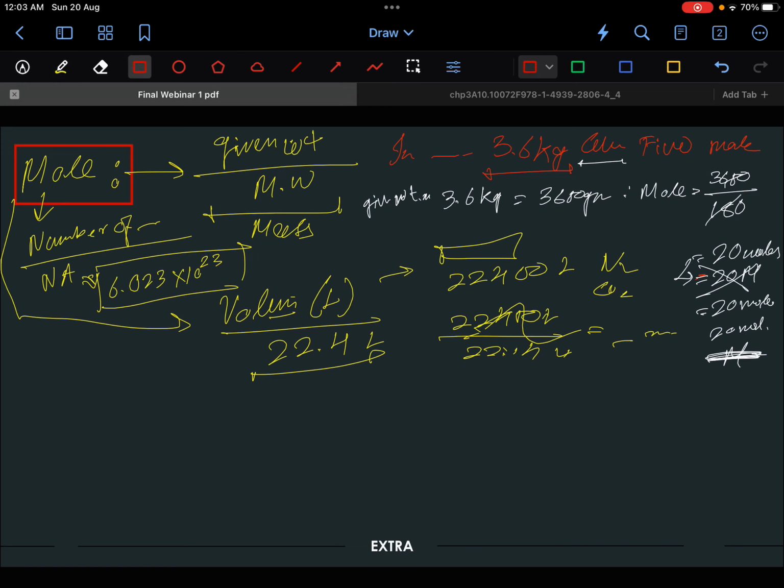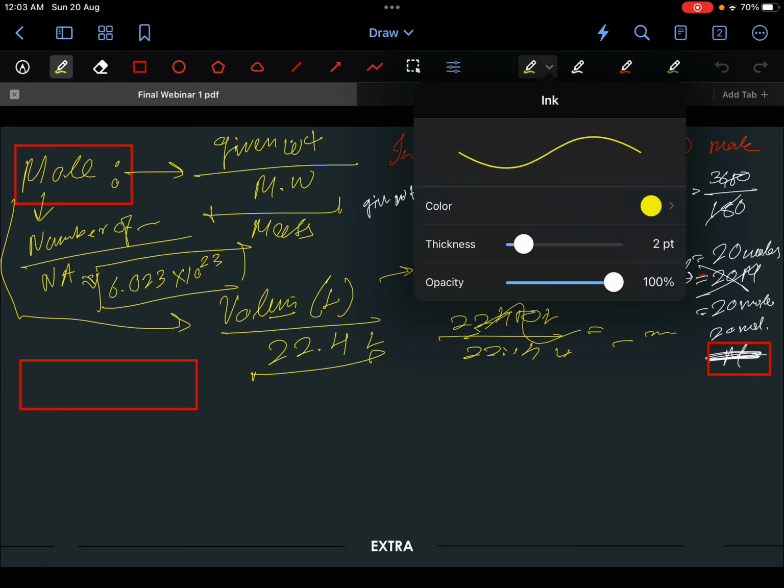Now, why are these two not equal, why can you not write it like this? Because this is the symbol of molarity. What is molarity?